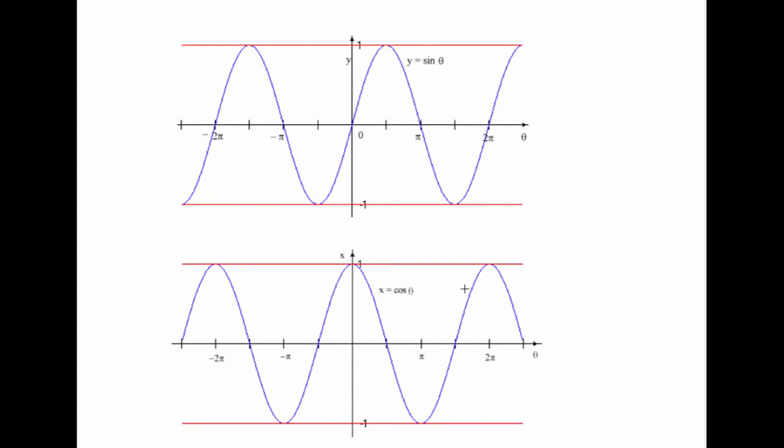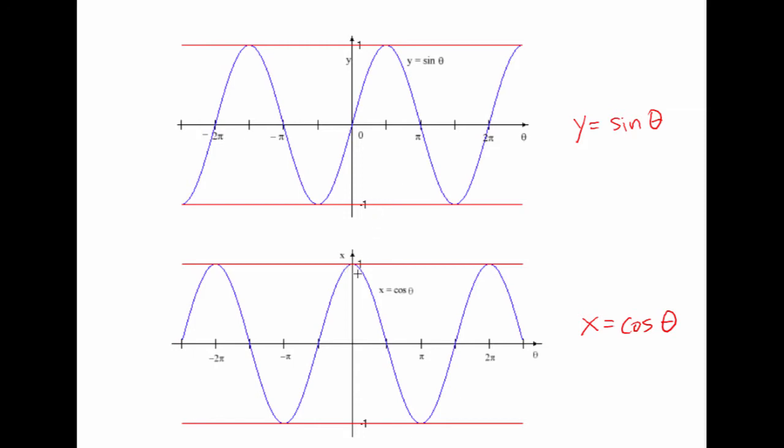So here we have two graphs, and one is the sine function, y equals sine theta, and on the bottom we have the cosine function, x equals cosine theta. And if you recall, the reason we have the distinction here, we know that cosine of an angle on the unit circle is the x coordinate of a point on the unit circle with the terminal side of the angle, and the y coordinate of that point is the sine of the angle.